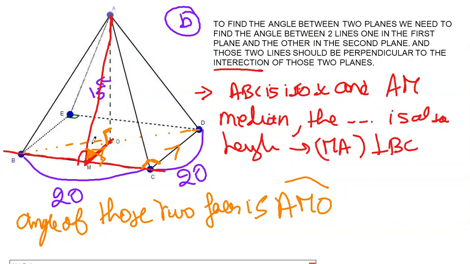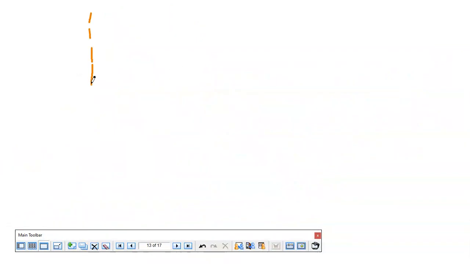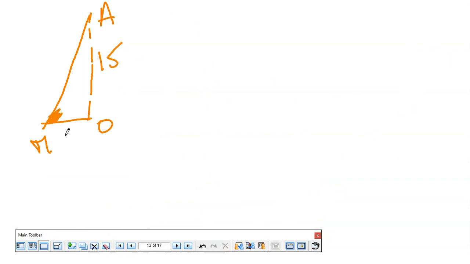What do we have here? Which side is given? I have the opposite, yes or no? We have it. We have the adjacent because of the midpoint theorem, it's half of 20, it's 10. So I have the opposite and the adjacent. When I have the opposite and the adjacent, I will use the tangent. So I will remove this triangle out of the figure. This is AOM, and this is the angle that I need to find. Here it's 15 and here is 10.